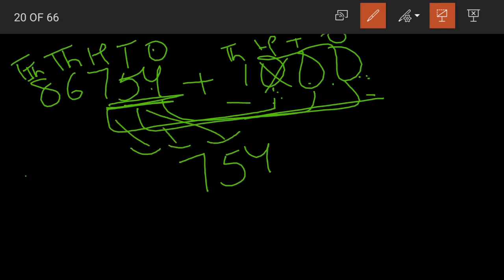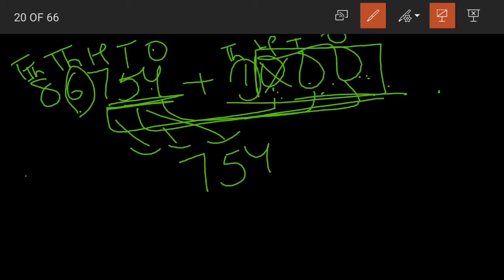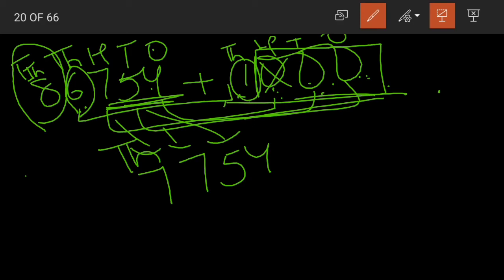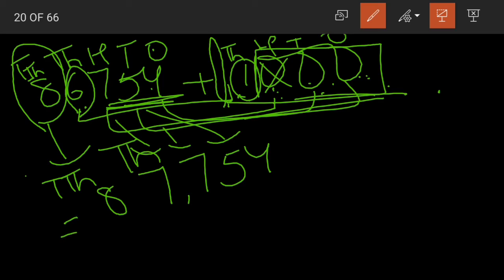Why? Because in the second addend we are having zeros in ones, tens and hundreds. Now coming to the thousands place, we are having 6 here and we are having 1 here. 6 plus 1 is what? 7. So 7 in the thousands place. Now here we are having 8 in the 10,000s place. We are having nothing here to add, so it will remain as it is. 8 in the 10,000s place. So what is our sum, children?